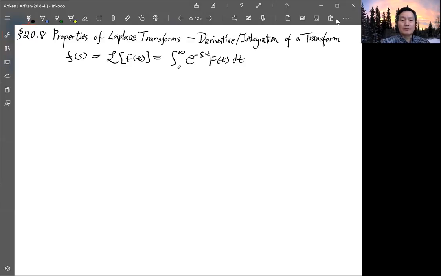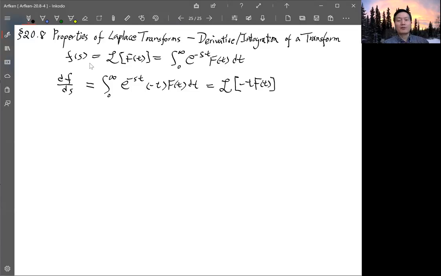So now the next thing we can do is this: when we take a derivative of a transform, we look at df/ds. We'll do the derivative in the integrand, so only the exponential function will need to be differentiated. So you take the derivative of the exponential function, and what you get is minus t times F(t) dt. So obviously, by definition, this is equal to the Laplace transform of minus t times the original capital F function. Okay, so that's kind of straightforward.